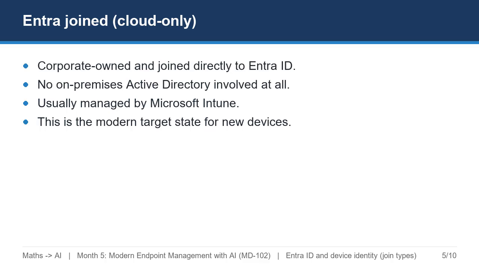The second type is Entra joined. This is a corporate-owned device joined straight to the cloud, with no on-prem Active Directory in the picture at all. These are normally managed by Intune, so you can push policy, reset, or wipe them. Entra joined is the modern target state. It's where most organizations want their new devices to land.